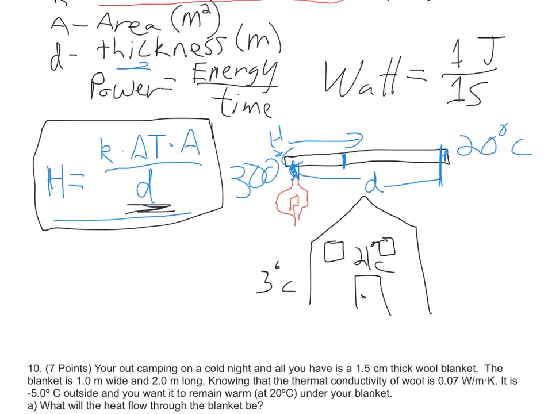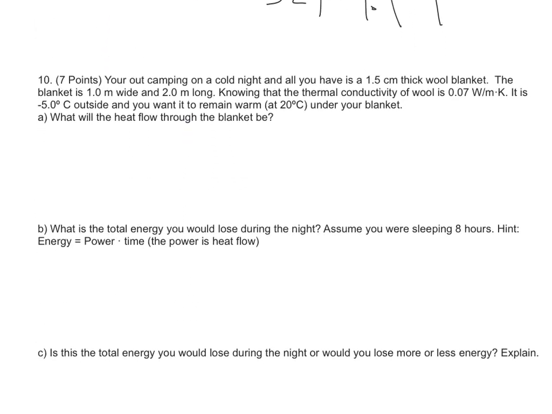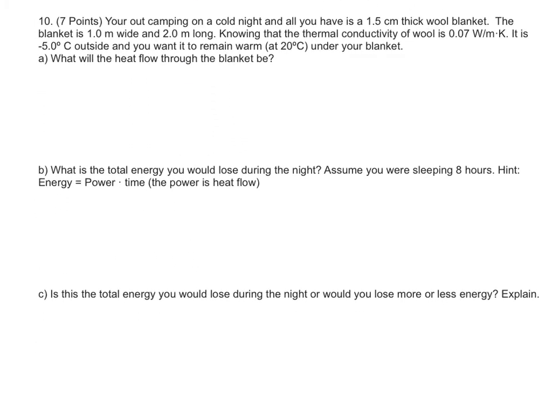So let's look at the homework question number 10 that this applies to. We're told we have a blanket, and we're told how thick the blanket is, so maybe I'll start labeling my variables here. We're told the thickness of our wool blanket, D, is 0.015 meters. I'm converting to meters right away from centimeters. And we're told that the blanket has a total 1 meter width, 2 meters long.